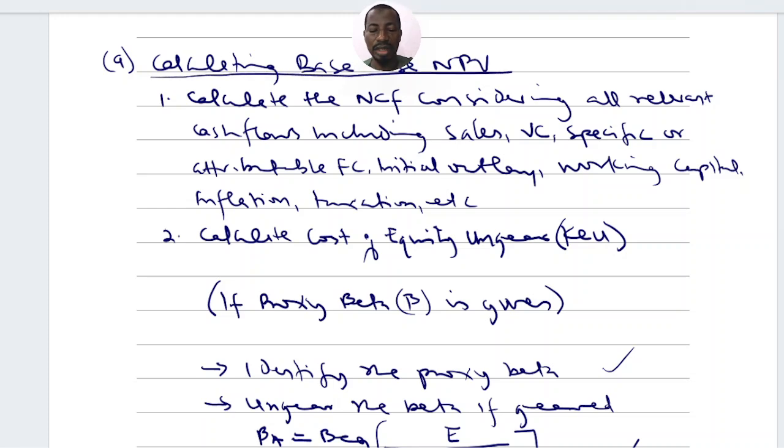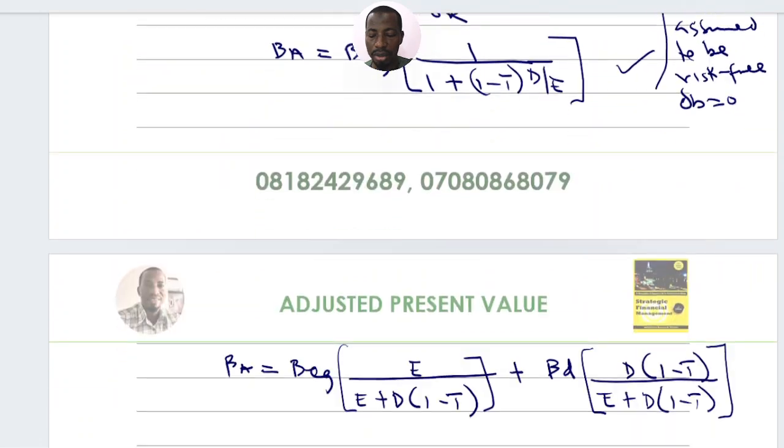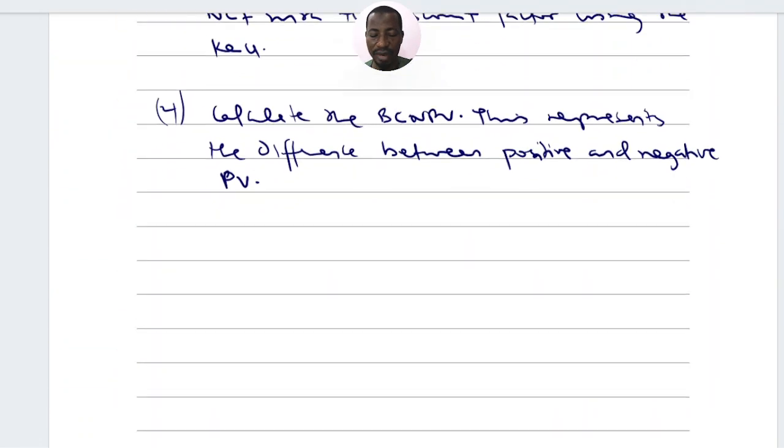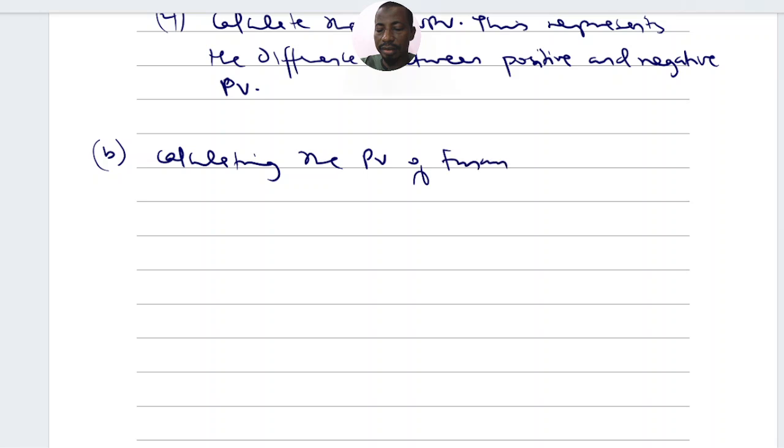Okay, so let's move to step 2. Step 2 says you should determine the PV of financing effect cash flow. How do you then calculate the PV of financing effect cash flow? Number B, calculating the PV of financing effect cash flow.